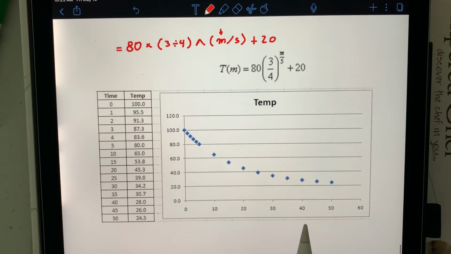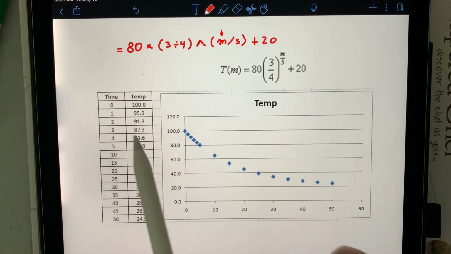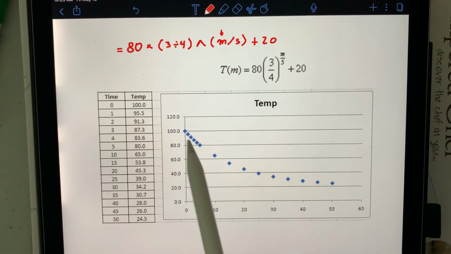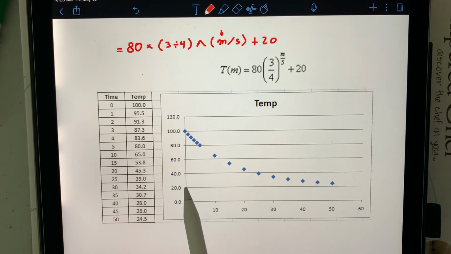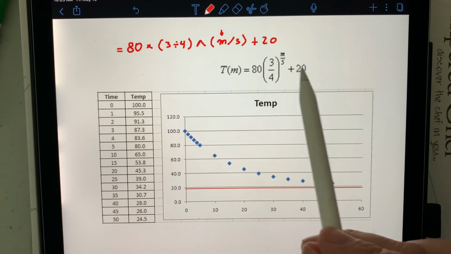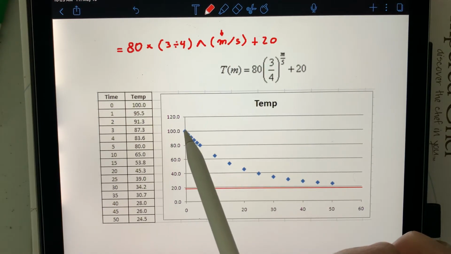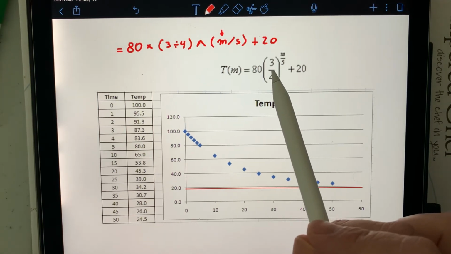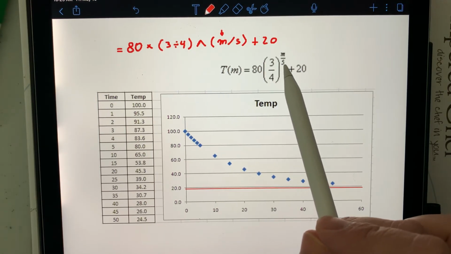All right, so let's go to plugging numbers in, and I just used some technology for it. I gave you 0, 1, 2, 3, 4, 5, and then I jumped by 5s to get a little bit further. And here you can see it goes like this, and that 20 is going to be our asymptote. Okay? So we already talked about this, my starting point is 80 plus the 20. 80 is how much I can drop. I can drop 80 degrees. How much am I going to drop? I'm going to drop 1/4. How often? Every 5, in this case, minutes.